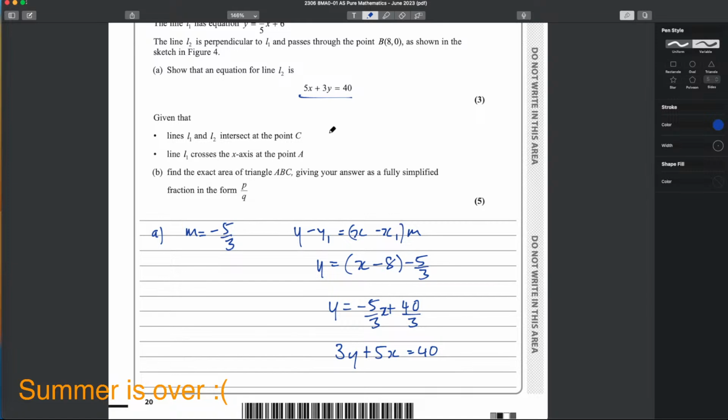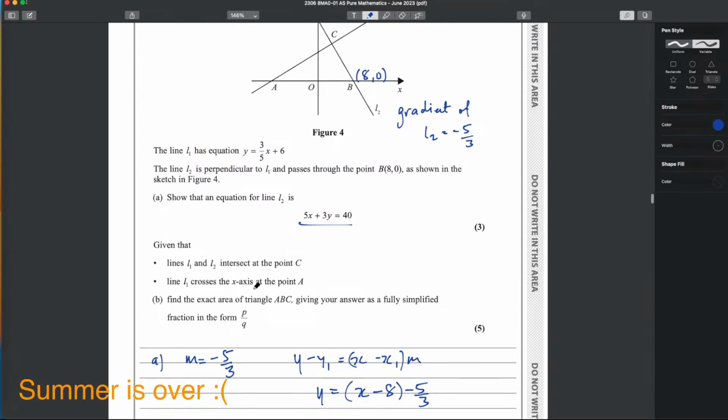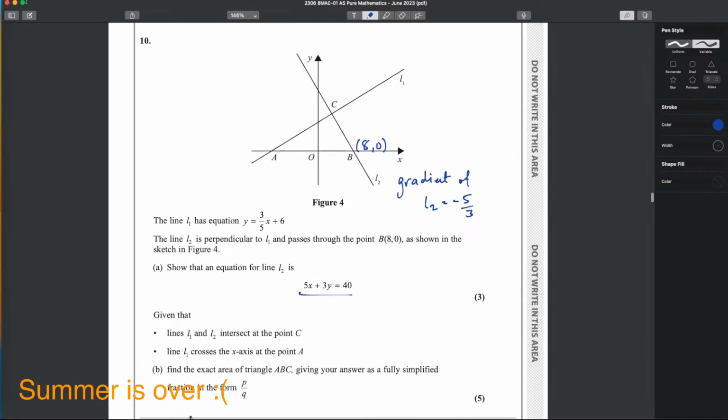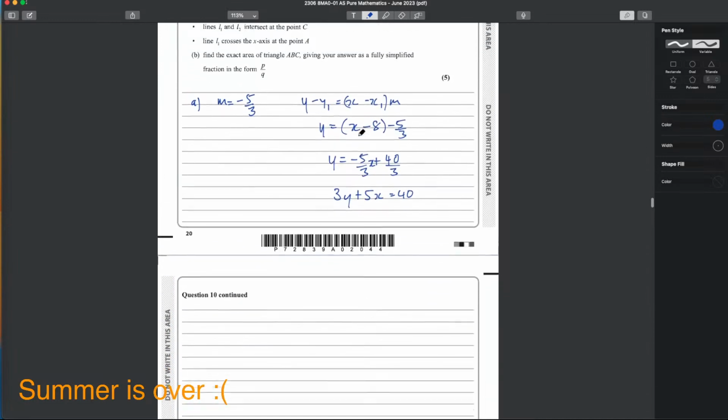Next, given that the lines intersect at point C and line L1 crosses the x-axis at point A, find the exact area of the triangle ABC. Give me your answer as a fully simplified fraction. So we're looking for this area. At this point, I guess we can find this point and then this point here. That will give us C, will give us the height. Okay, so we just need to find where they intersect.